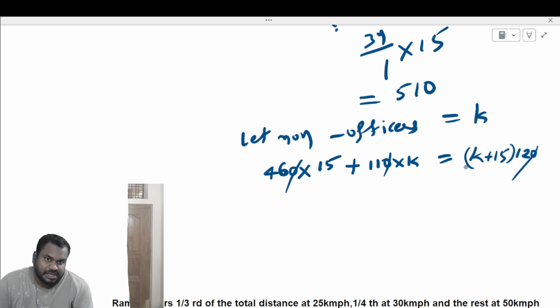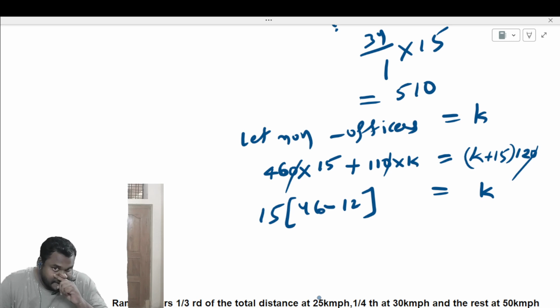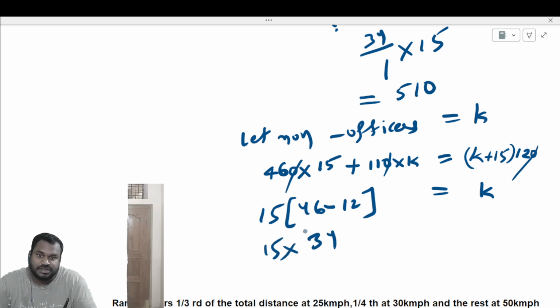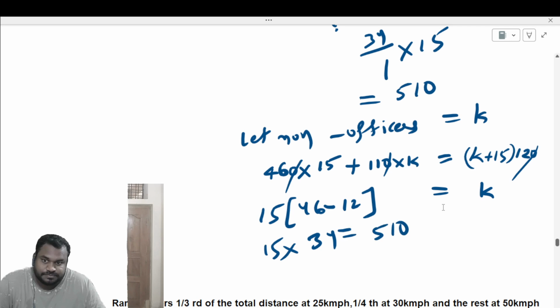11K, 12K. So if you take 11K this side, it will become 1K, and 15 into 12, 180, will come this side. Or else you take 15 as common, and 15 into 46 minus 12. Don't multiply, just take things common. It will become easier. So 34 into 15. 34 into 15 is 510. So like this also you can do.